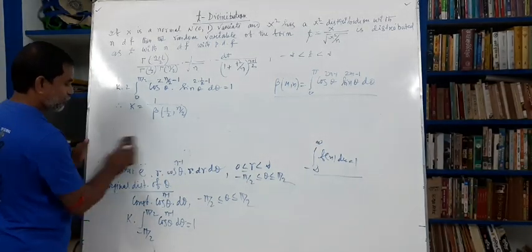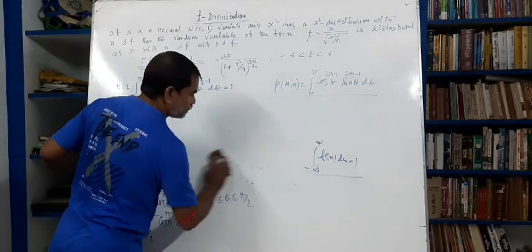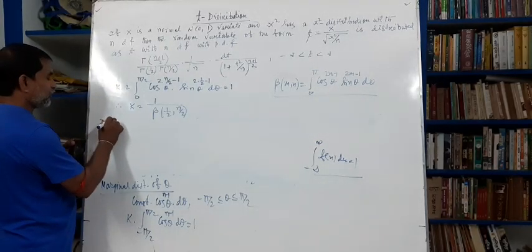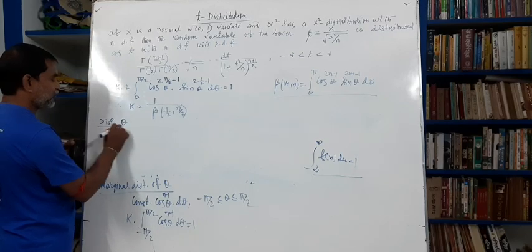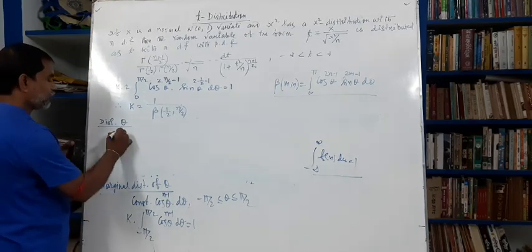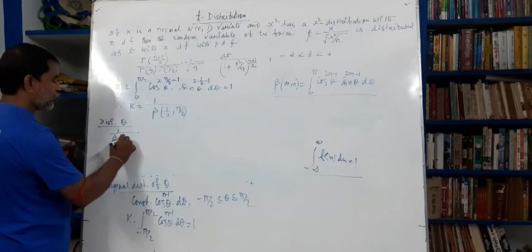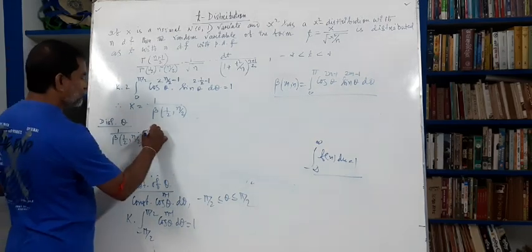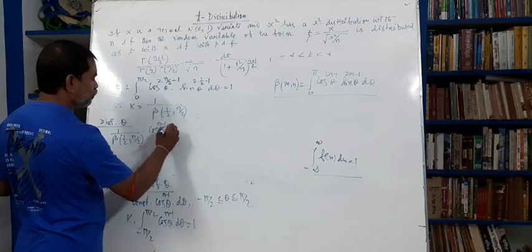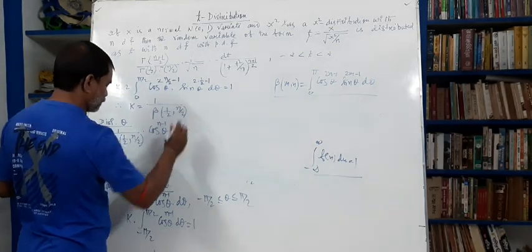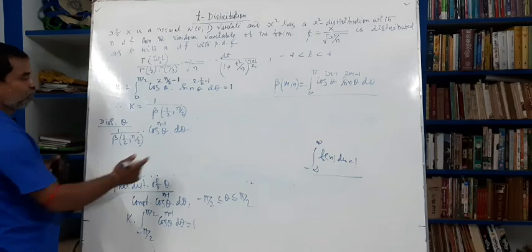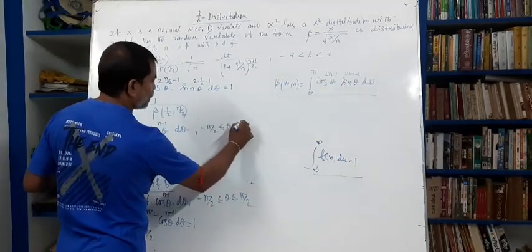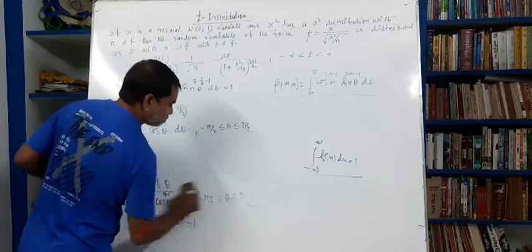Therefore, the distribution function of theta can be written as 1 divided by beta of half comma n by 2 into cos to the power n minus 1 theta d theta, where minus pi by 2 less or equal to theta less or equal to pi by 2.